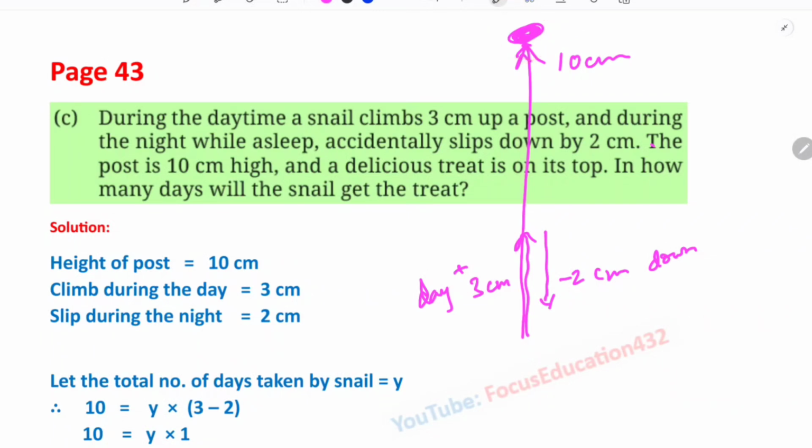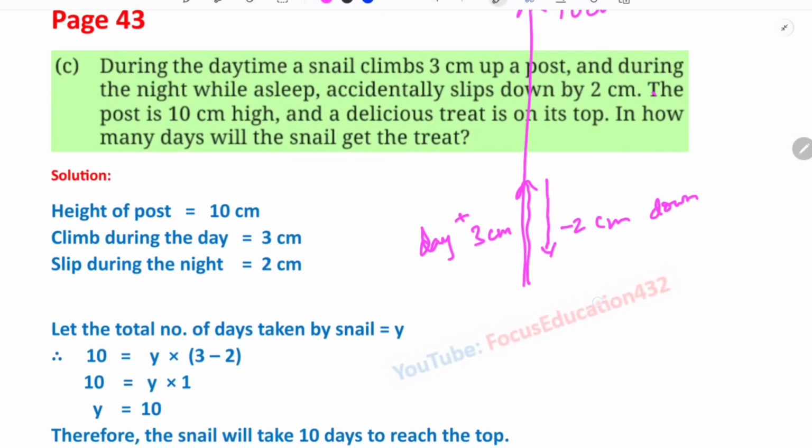10 centimeters up. So how many days? 10 days easily, because 1 centimeter per day, 3 minus 2. So 10 means 10 divided by 1. In that way also you can do. Otherwise, height of the post 10 centimeters. Climb during day 3 centimeters. Sleep during night 2 centimeters.